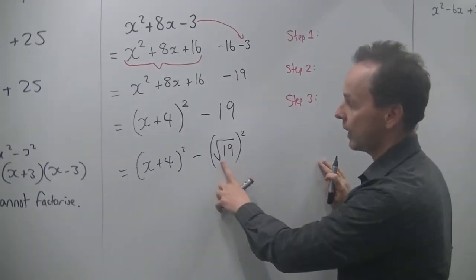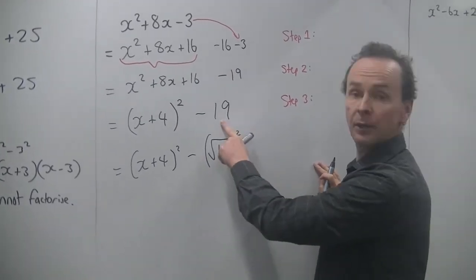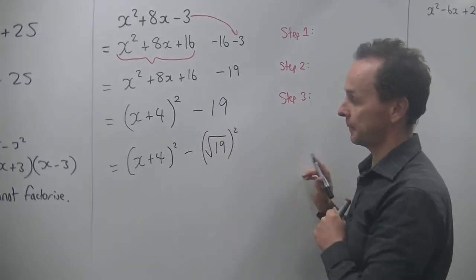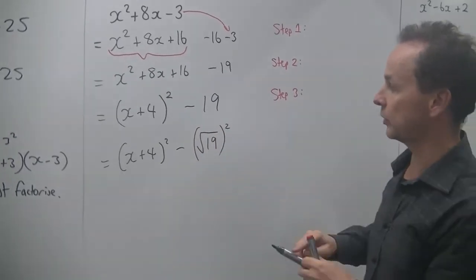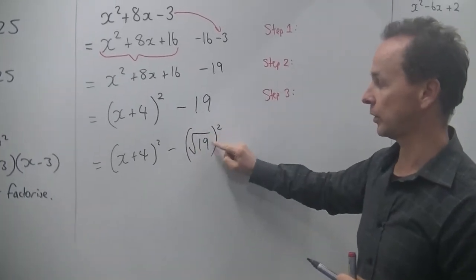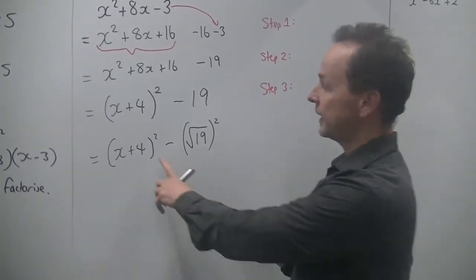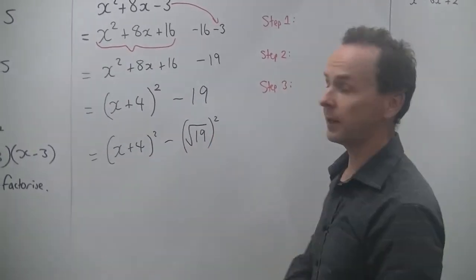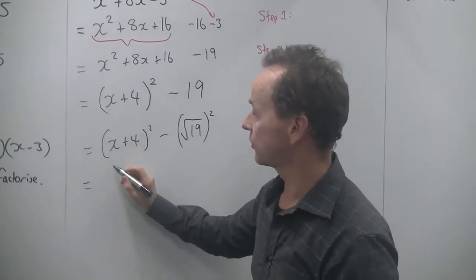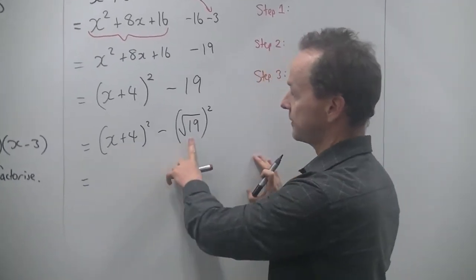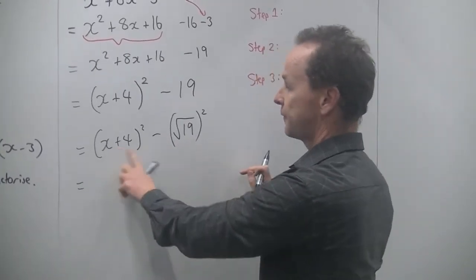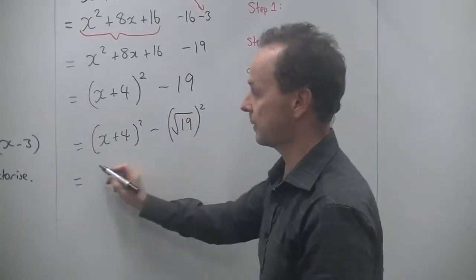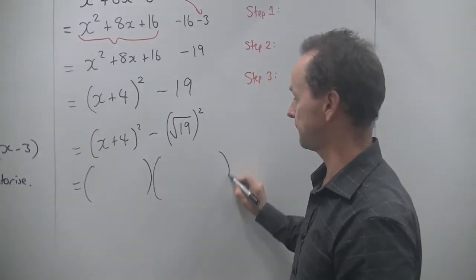Square root 19, and you square it, and it equals 19 again. So hopefully you understand that 19 is the same as square root 19 squared. So now we've got something squared minus something squared. That is called DOPS. So remember DOPS? It's the first one plus the second one in the first brackets, the first one minus the second one in the second brackets. So let me explain.